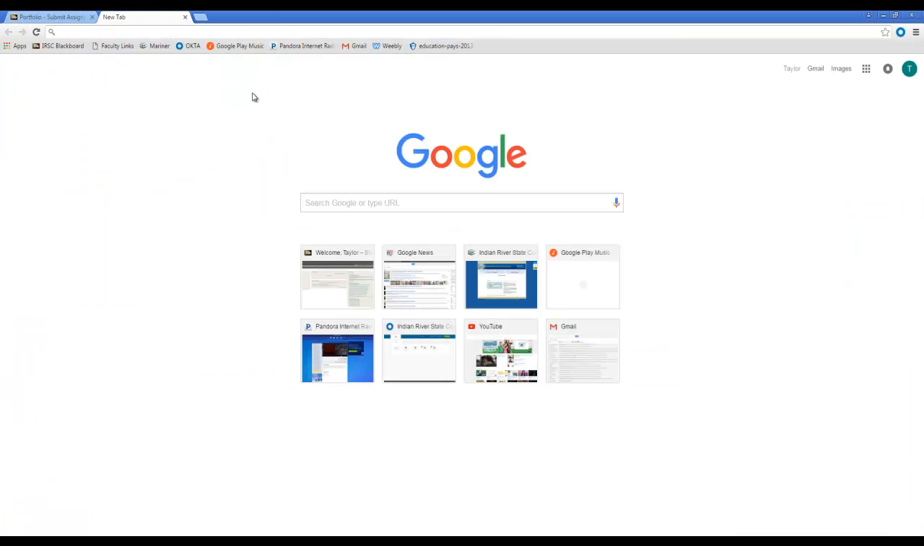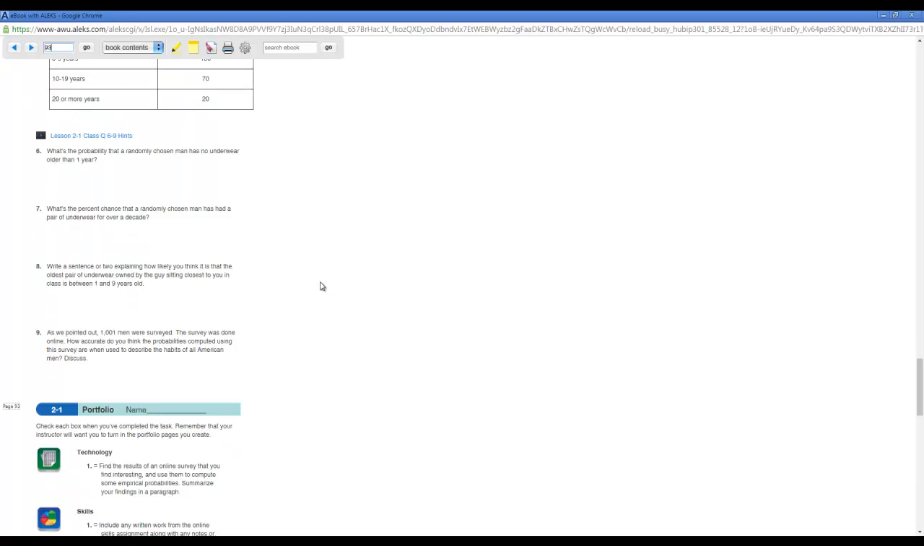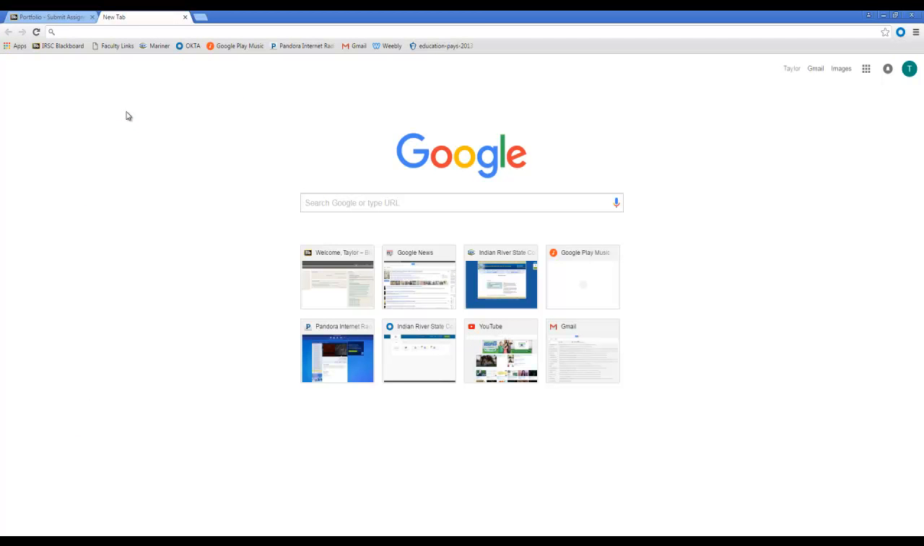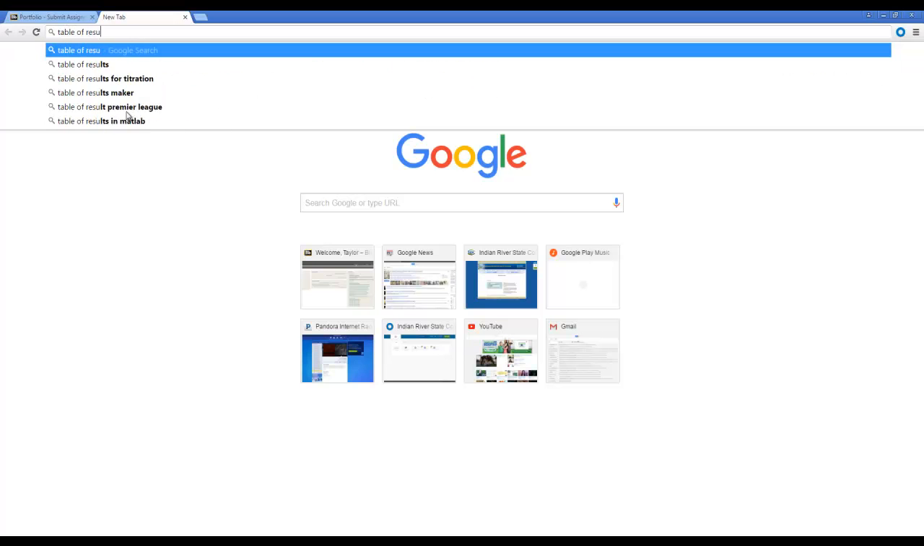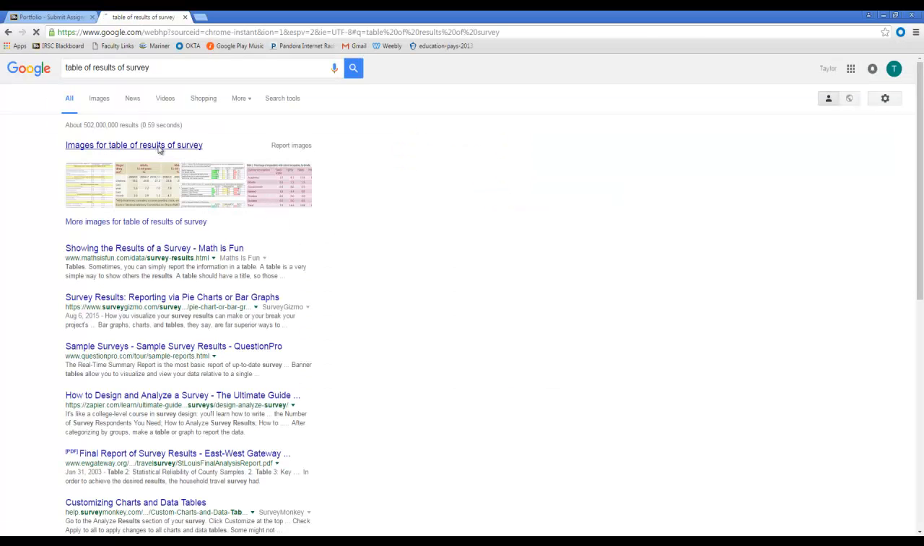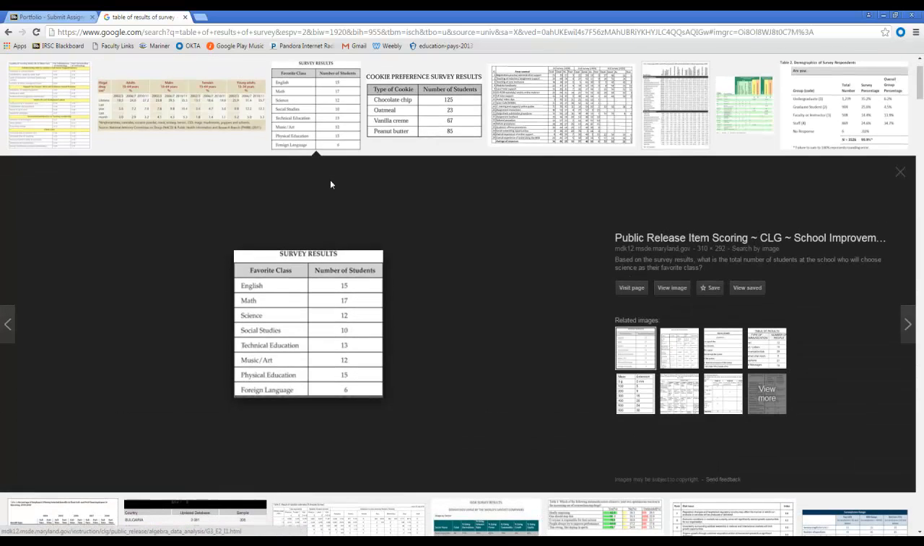So let me go over here, new tab. So the directions say to look for the results of an online survey. Find the results of an online survey. Okay, so you can Google that if you want to. Table of results of survey. And you go to Google Images. You might be able to find some stuff here. Here you go. Here's one.